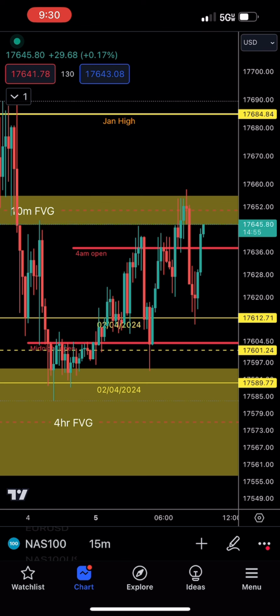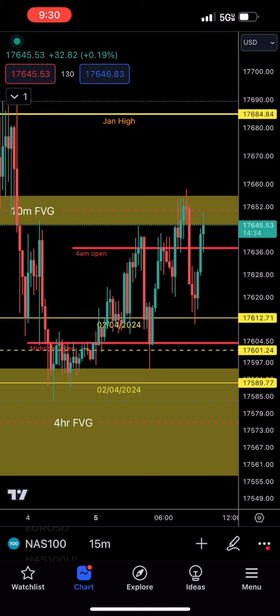So the market is currently opening right here, and what I'm waiting for is, will the market continue to respect this 10-minute fair value gap, or will it start to come back, or will it just blow right past it and go straight to the previous day's high?